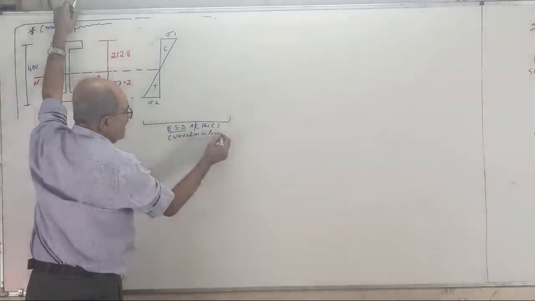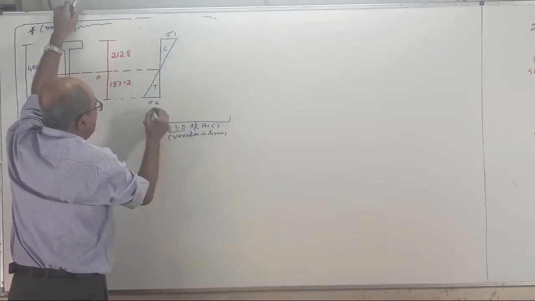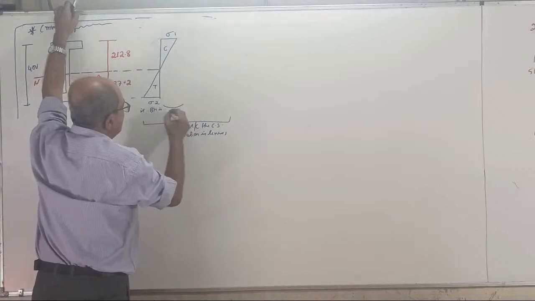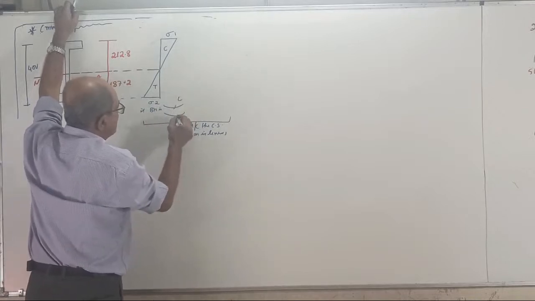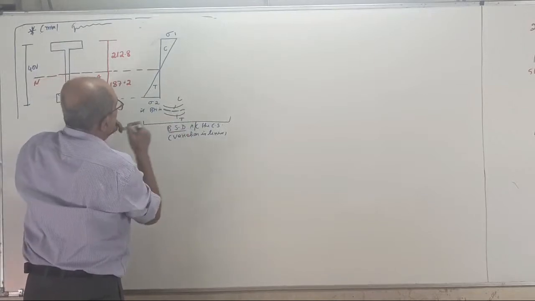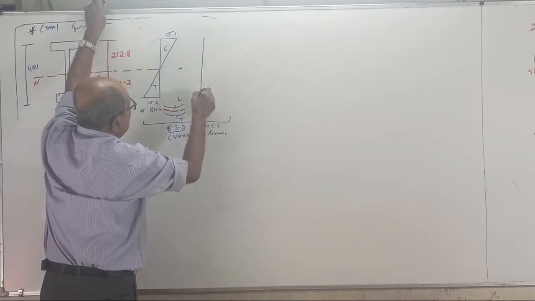Variation is linear, already told. Now this is the distribution if BM is sagging: top compression, bottom tension, and somewhere here neutral. Or it can be like this. See, I told you.